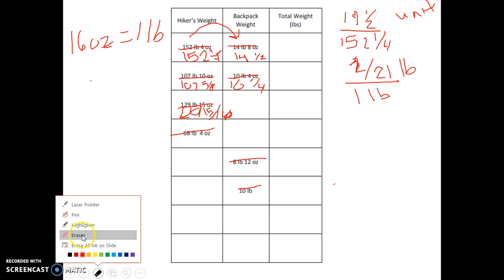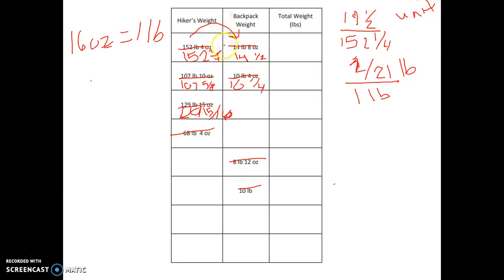All right, now we are to the point where we're thinking, okay, so what's the backpack's weight then? So we're going to take 2 over 21, and we're going to multiply it by 129 and 15/16. Going to have to change this into an improper fraction to do that multiplication. Okay, and then we're going to multiply across and we'll simplify it.